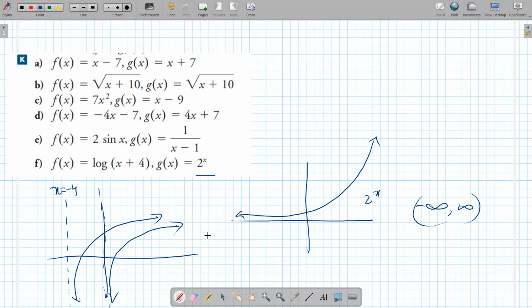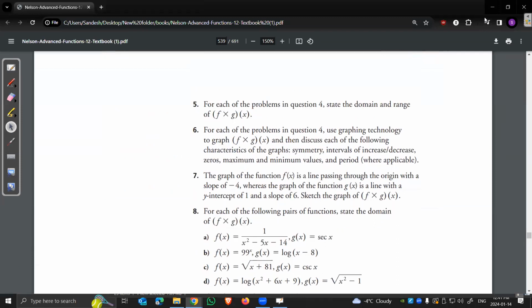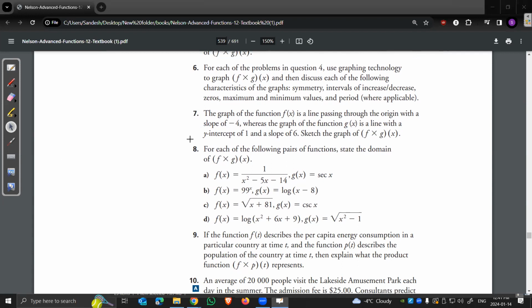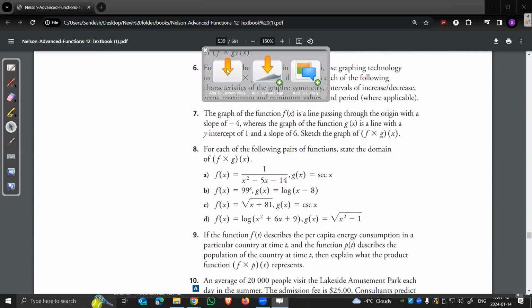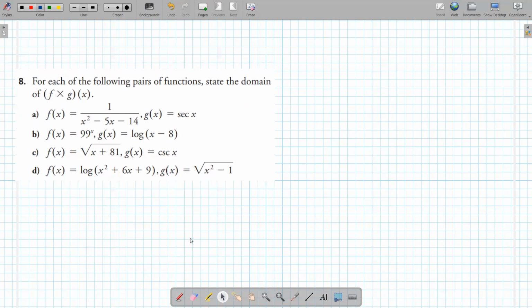So what's the combined domain? If one of them is x, -4 to positive infinity. Is -4 included or is it excluded? Excluded. Done. Easy peasy. Okay, that's all. That is all. This one is slightly more difficult.